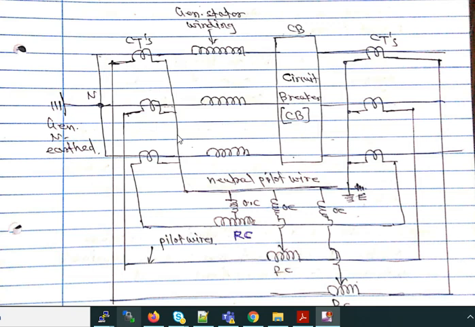Also, we have seen the CT connections. If the alternator is star connected, CTs on both sides of the windings are connected in star, and if the alternator is delta connected, CTs on this side are connected in delta, and CTs on the circuit breaker side, that is the right side of the circuit breaker, are always connected in star.